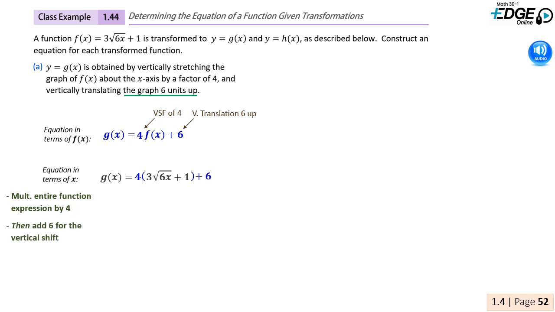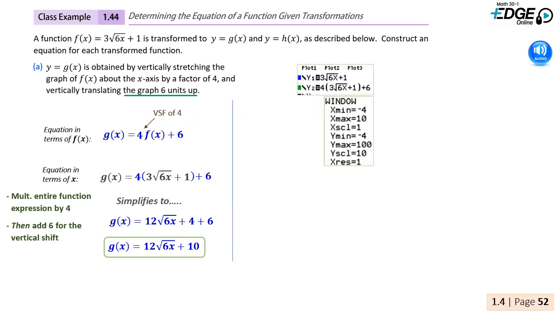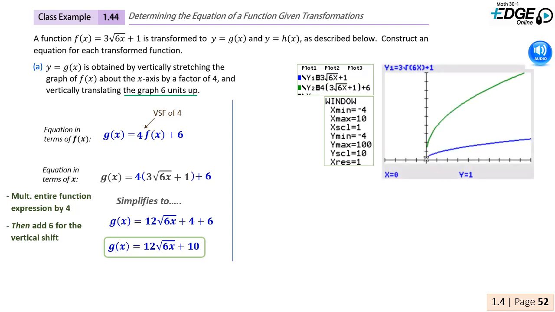If we multiply this by 4 and add 6, we will get a simplified equation that corresponds to our transformed function g of x. Now, how can we use our graphing calculator to confirm this answer? We'll start by graphing f of x and g of x on the same graph. You'll notice we've adjusted the window settings. You may have to play around with this, but for now, just use the ones we've presented for you.